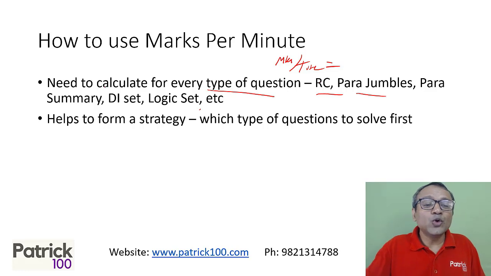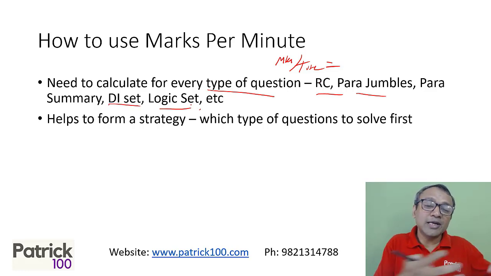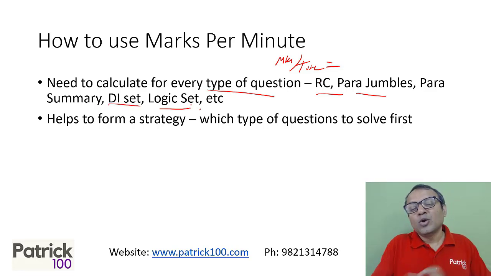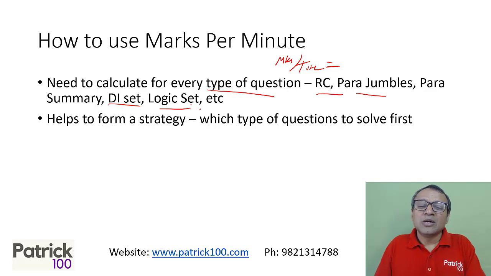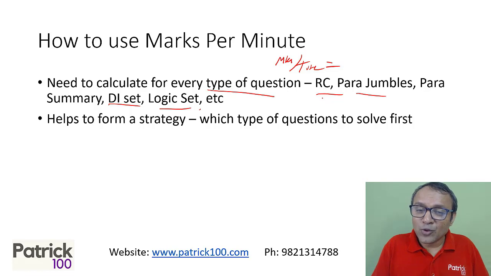That's how you go. You could do this for DI and logic sets also: for a DI set, how many marks per minute, for a logic set, how many marks per minute. The only problem in DI and logic is that there could be a lot of variance in difficulty level, and that could change it a lot. Now this will help you form a strategy, whether you should solve RC first, or para summary first, or what you should solve first.